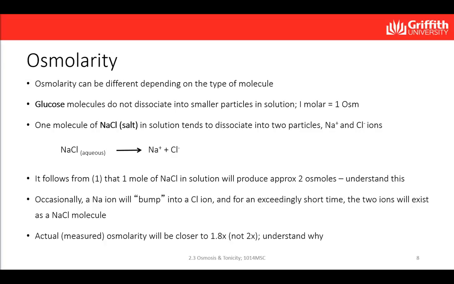However, occasionally the sodium and chloride ions may bump into each other and exist as sodium chloride for a very short period of time. As a result of this, the actual osmolarity of sodium chloride is closer to 1.8 osmoles.